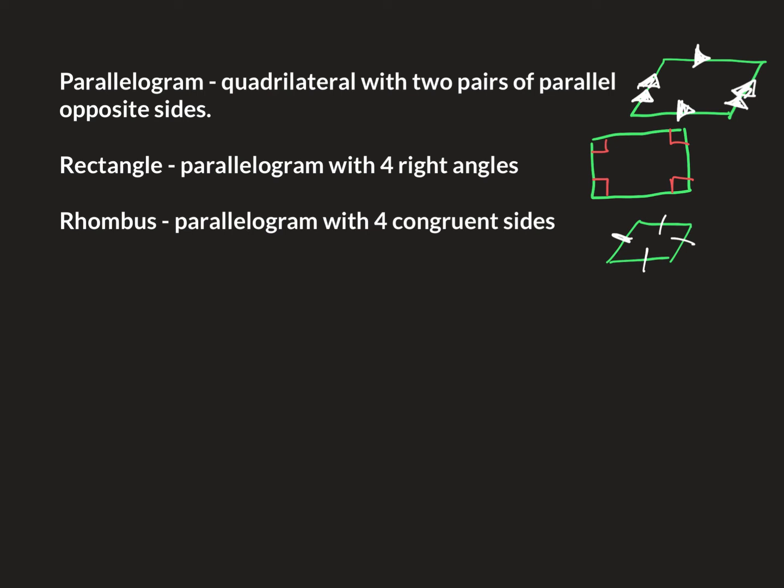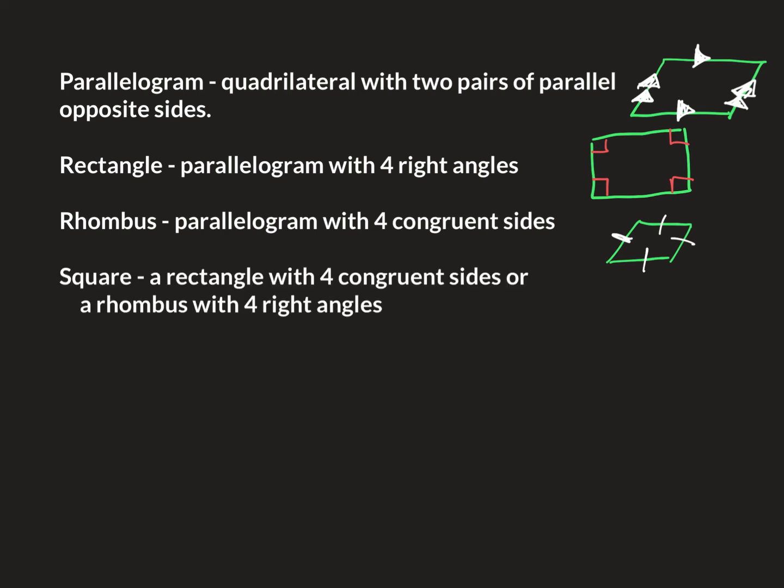Then next we have a square, which has 2 definitions technically. It's a rectangle with 4 congruent sides, or it's a rhombus with 4 congruent angles. So we'll put both of those up. And I believe you all are fairly familiar with a square. It's got our congruent sides here and our right angles.